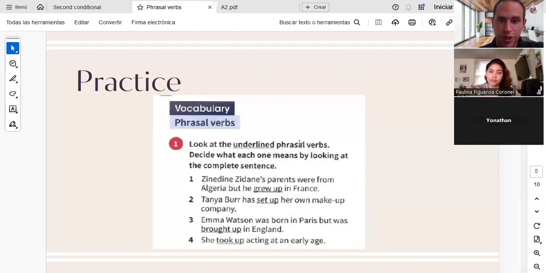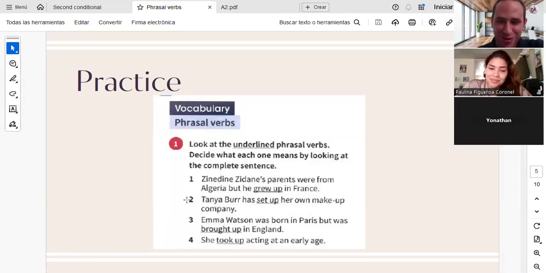So now look at the underlined phrasal verbs. Decide which one means what by looking at the complete sentences. So Zinedine Zidane's parents were from Algeria, but he grew up in France. What do you think? Try to find out the meaning. Jonathan, meaning of grew up. Que creció. Creció. Awesome. Well done.